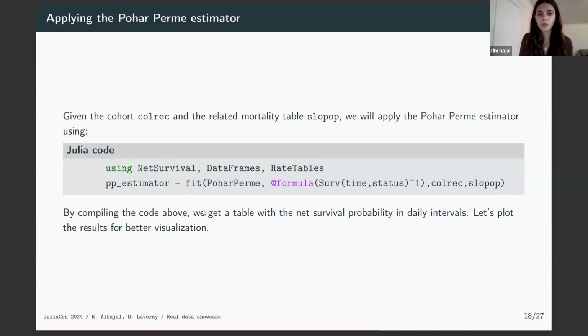And so this interface resembles exactly the one that already exists in R, because there's a package that does the exact same thing in R. That way, new users can be easily accustomed to using Julia, because it's almost the same as the code in R that already exists. So by running this, we get a table with the net survival probability in daily intervals. So 1 day after the study, what is their mortality rate, 2 days, 3 days, etc.